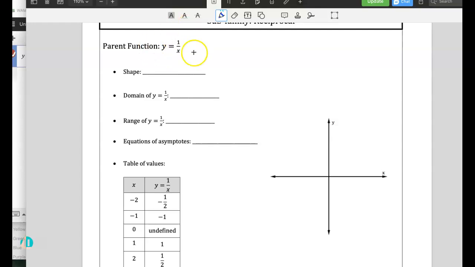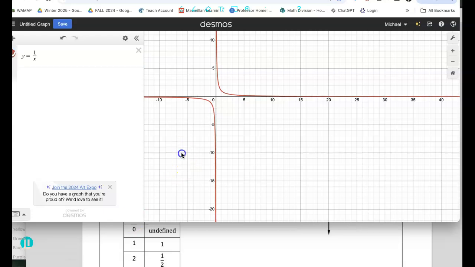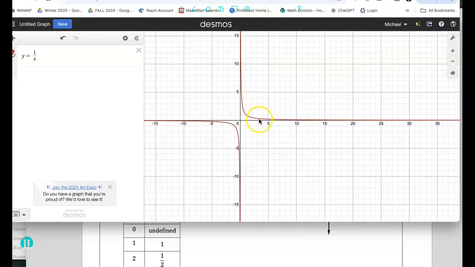For the function 1 over x, this is a rational function. The shape here actually looks similar to an exponential on one side of it. Let's take a look at the graph in Desmos. It looks like a kind of decay function here, because as x gets larger, this quotient is going to shrink down to 0, right, as x goes to infinity.